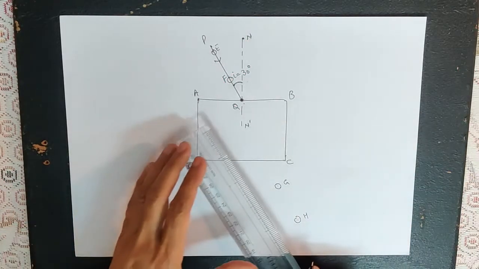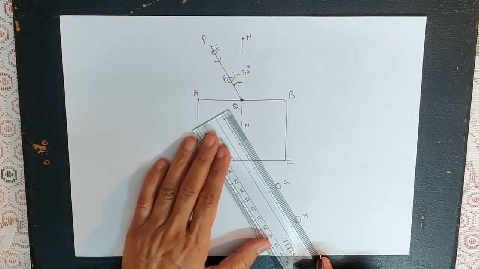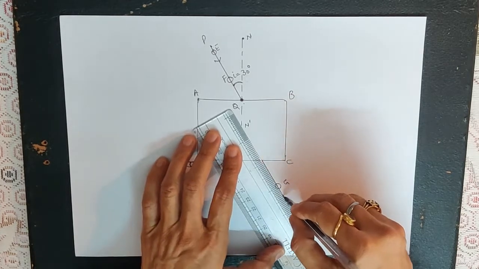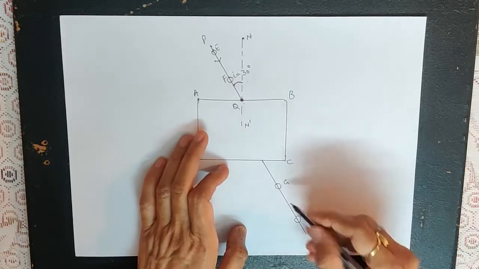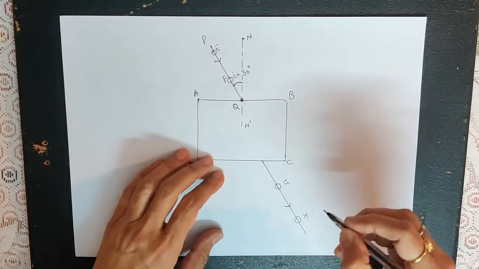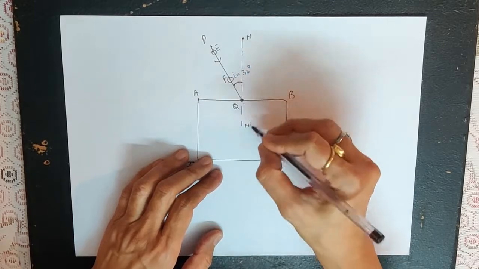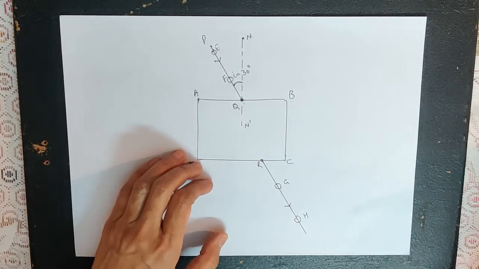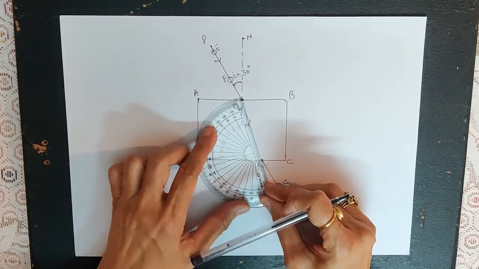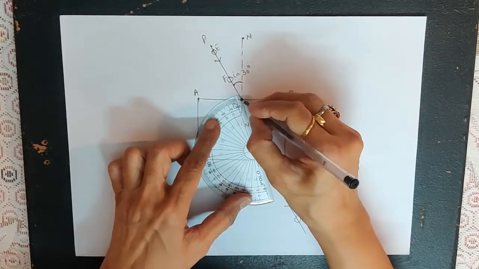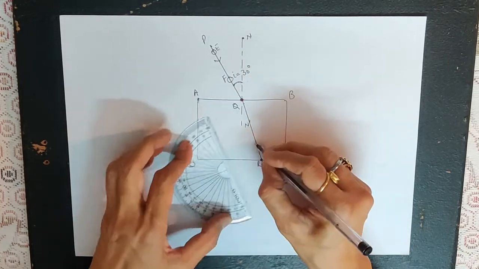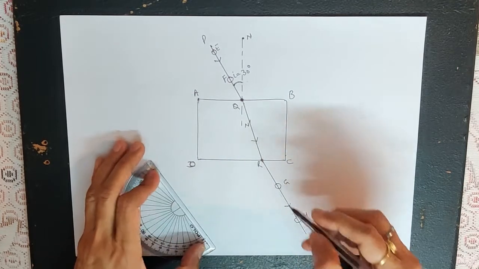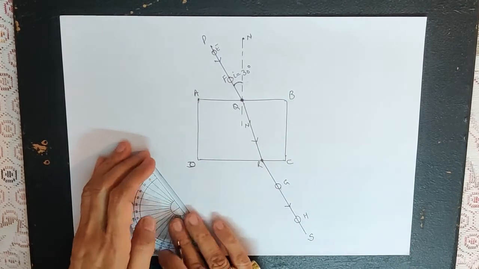Now using a scale, we'll join these two points, that is G and H, and this ray we will call the emergent ray. Now join these two points Q and R. This ray which is traveling inside the glass slab, we'll call the refracted ray. So QR is the refracted ray and RS is the emergent ray.